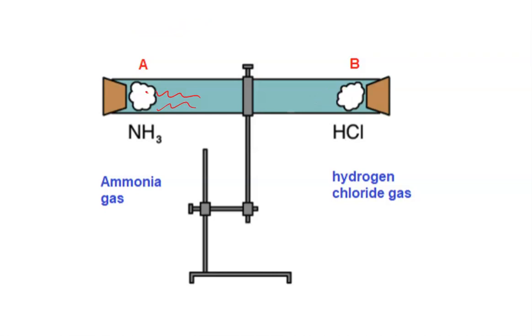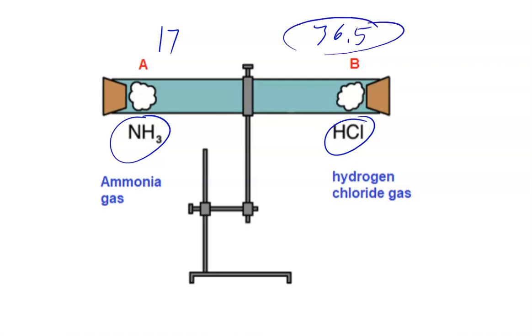So which one do you think diffuses faster? Well, ammonia has a molar mass of 17. Hydrogen chloride, it's not hydrochloric acid, there's no water, has a molar mass of 36.5-ish. This is bigger, this is slower. This is smaller, this is faster. And we could do the calculations of how much slower or faster it is.